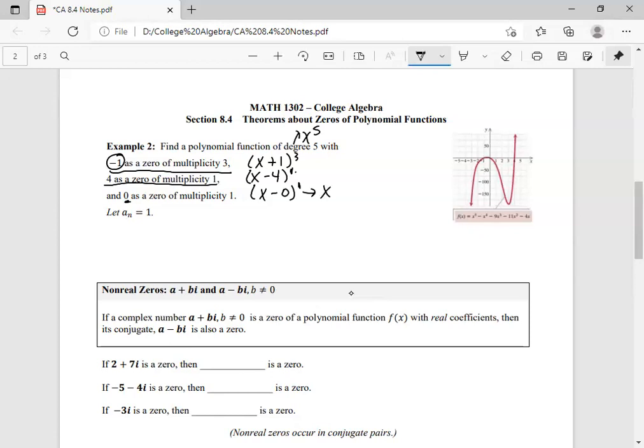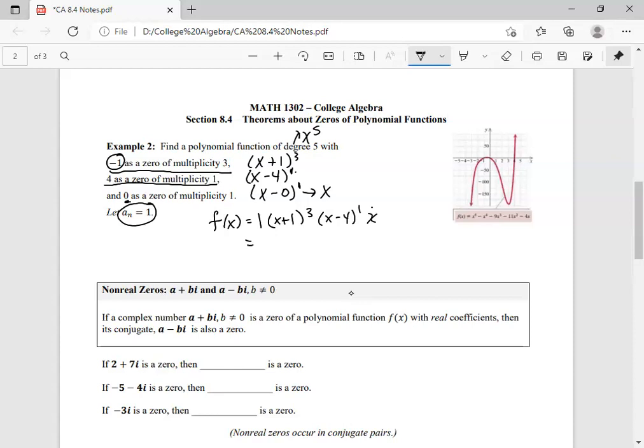Okay? But that's what it means. X minus 0 to the first power, because it's a multiplicity of 1. And so it just is x. And they said let a sub n equal 1. So f of x is equal to 1. That's our a sub n. X plus 1 to the third. X minus 4 to the first. And then we've got an x.